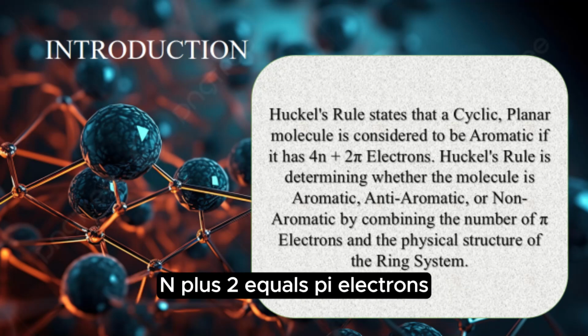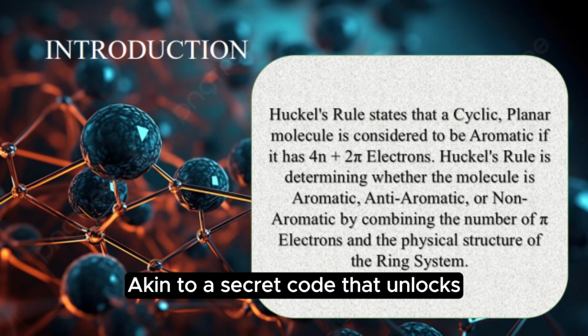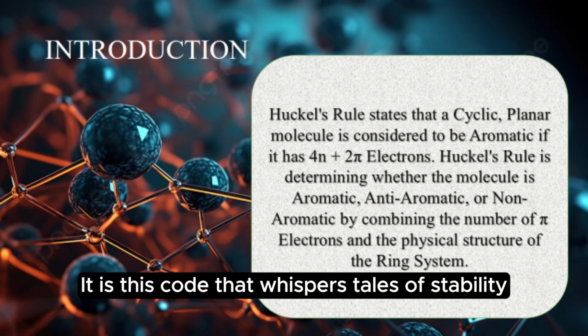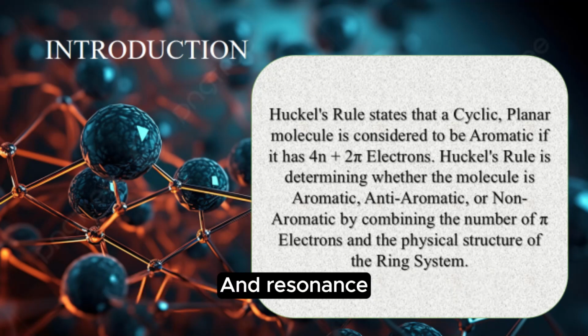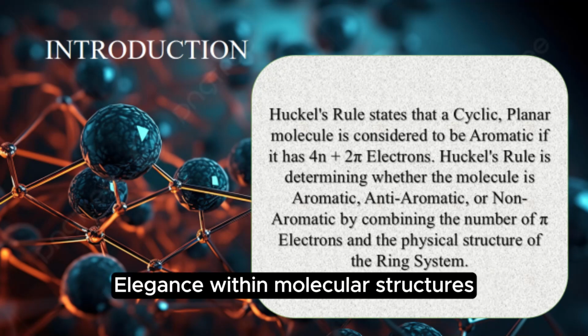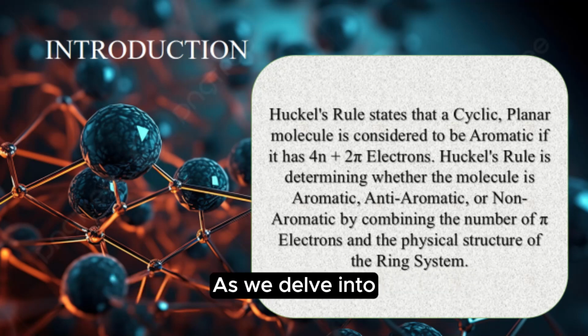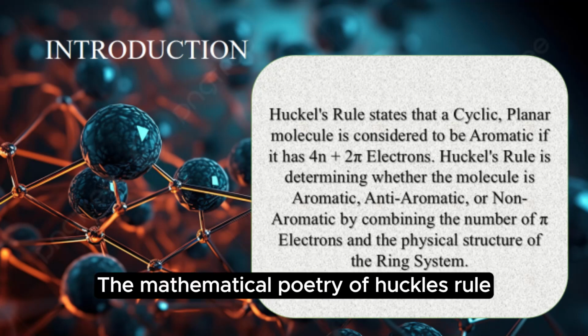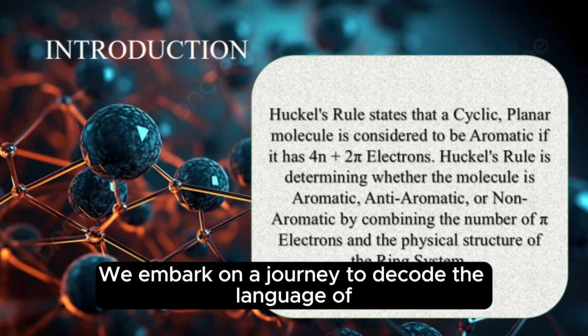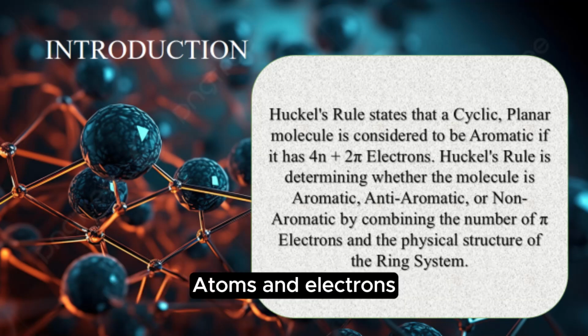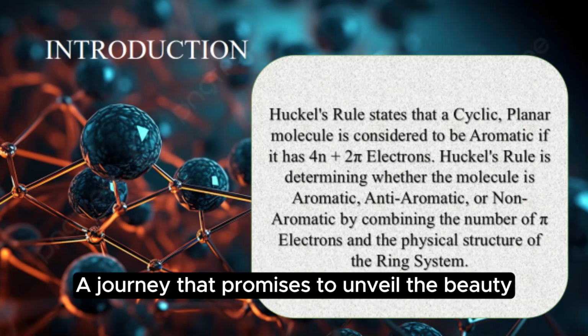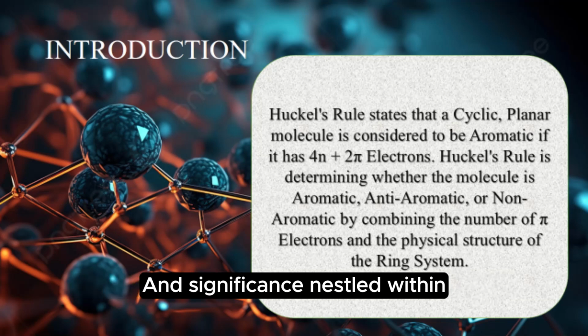The formula 4n plus 2 equals pi electrons, akin to a secret code that unlocks the secrets of aromatic molecules. It is this code that whispers tales of stability and resonance, revealing the hidden elegance within molecular structures. As we delve into the mathematical poetry of Huckel's rule, we embark on a journey to decode the language of atoms and electrons, a journey that promises to unveil the beauty and significance nestled within the heart of organic compounds.